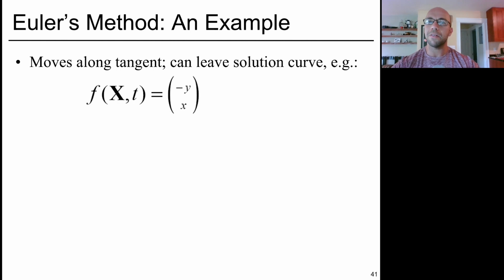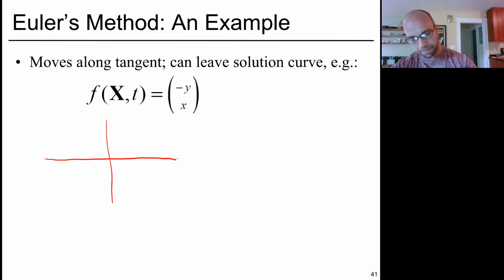So let's see another example of Euler's method. This is a really famous ordinary differential equation, which says that f is minus y comma x. So let's think about what that looks like visually. Here's the x-axis, here's the y-axis. Let's say that I'm at x equals 1, y equals 0. Notice that in that case, the velocity is going to be 0 comma 1, so it looks like that. Similarly, at y equals 1, x equals 0, I'll get minus 1, and so on.